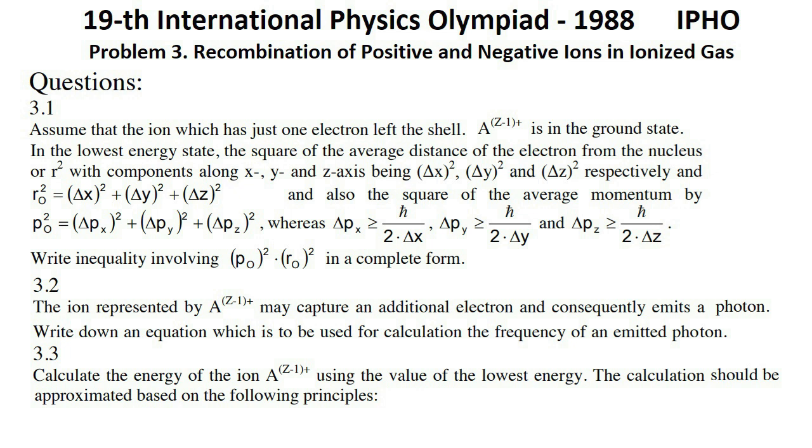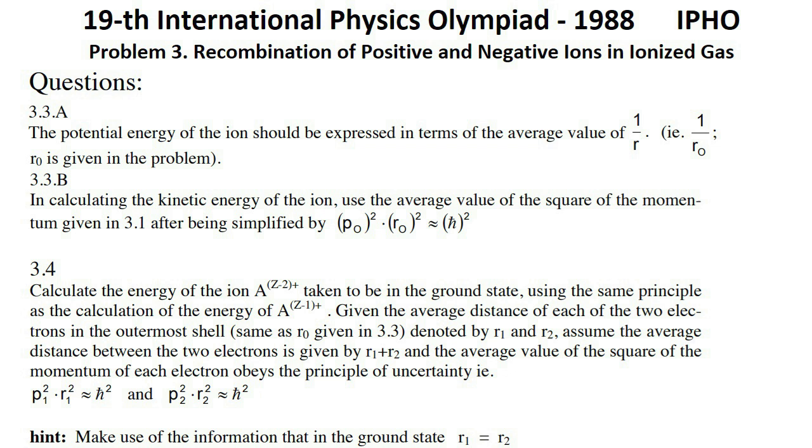The calculation should be approximated based on the following principles. 3a. The potential energy of the ion should be expressed in terms of the average value of 1 over r, that is 1 over r0, where r0 is given in the problem. 3b. In calculating the kinetic energy of the ion, use the average value of the square of the momentum given in 3.1 after being simplified to p0 squared r0 squared approximately equal to Planck constant squared.